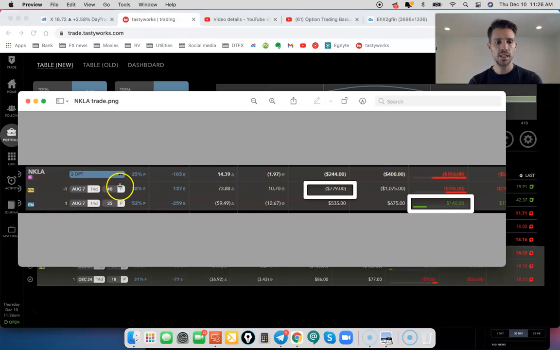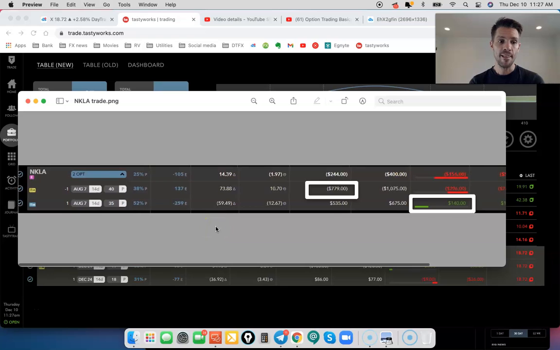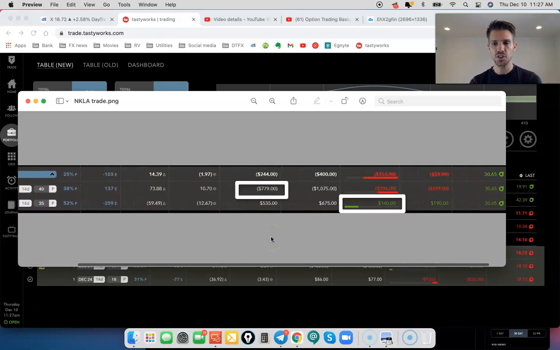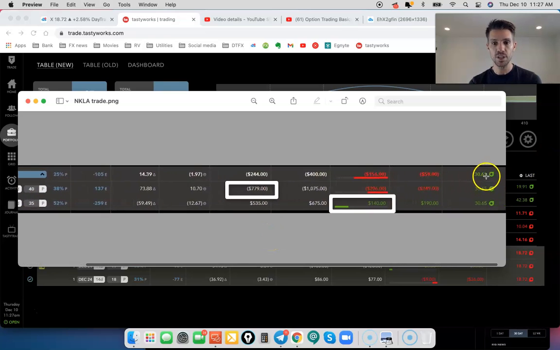Now, this is an example from one of the traders in our group that I was showing, but it's a great example. I tend to take screenshots of other people's trades more than of my own, so this isn't actually my own trade, but it's a totally perfect example. So this was Nikola, $35 and $40, these two strike prices. You can see that the stock at the time was trading at $30.